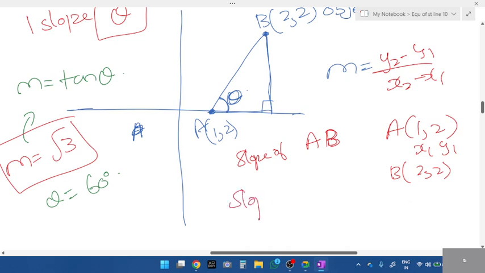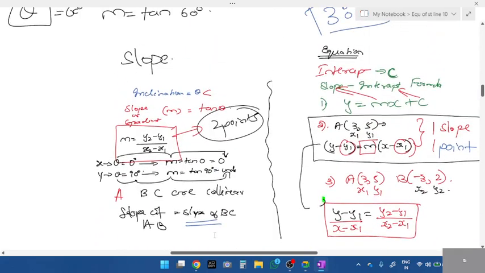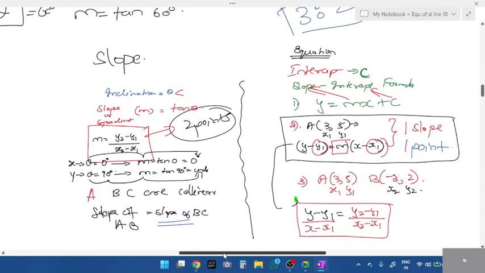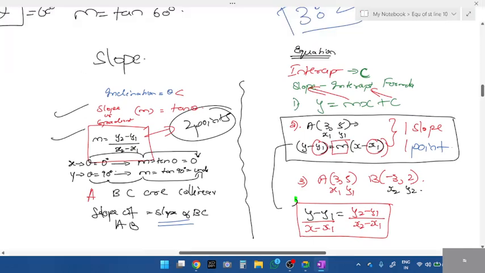Next, if they ask for slope BA, take B point first, 2, 2. Assume this as X1, Y1. A is 1, 2. Assume A as X2, Y2. Use the formula Y2 minus Y1 divided by X2 minus X1. Is this clear, students? All of you understood? Okay, once slope is done, look here. Slope is done when 2 points are given.